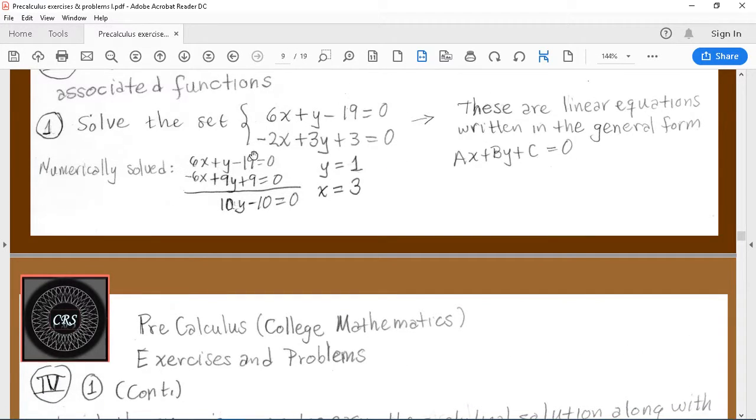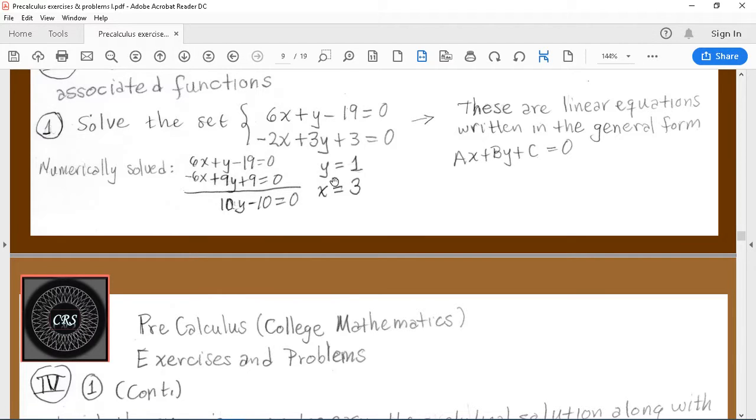Okay, so here we are going to multiply this second equation by 3, and we get minus 6x plus 9y plus 9 equals 0. So we add these two equations: 6x plus y minus 19 equals 0 and minus 6x plus 9y plus 9 equals 0. And we get 10y minus 10 equals 0, which gives us y equals 1.